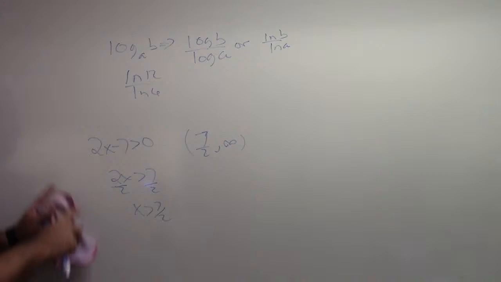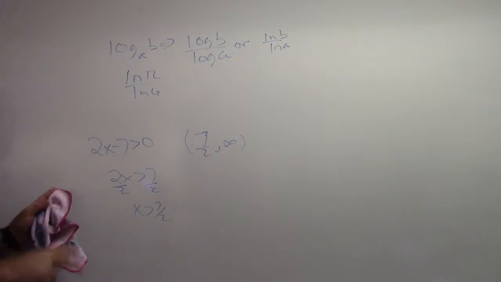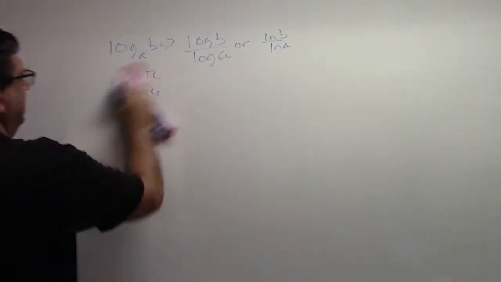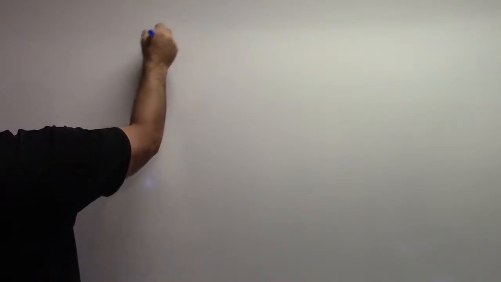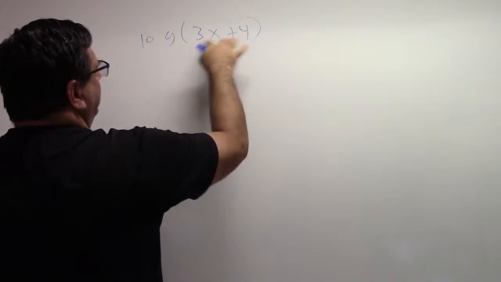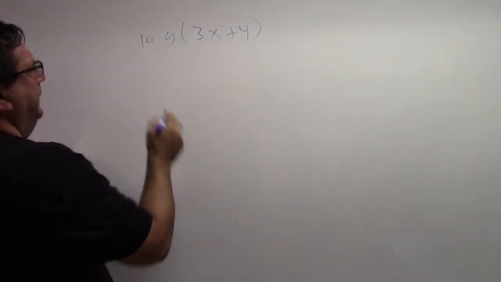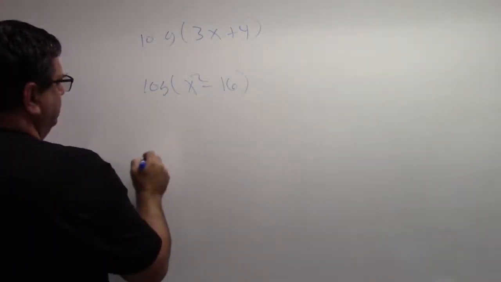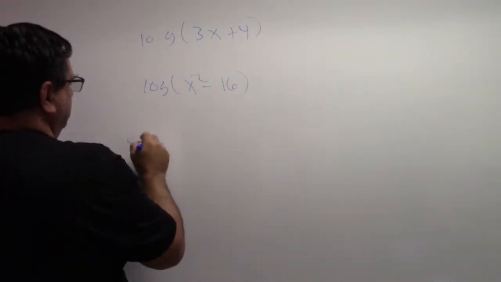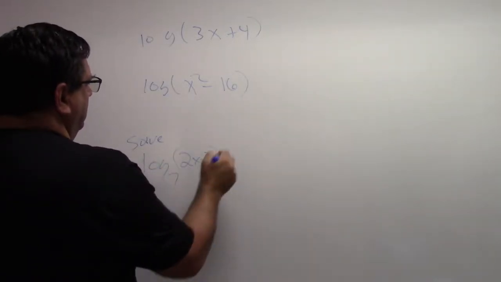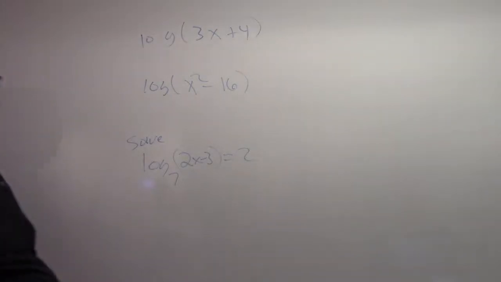All right, we good with domain and this? Or do you need to see exactly what went on with that domain down there? Okay, so let's look at that one again. So you're just setting the inside greater than 0. Okay, so 3x plus 4 is greater than 0. All right, and then solve.